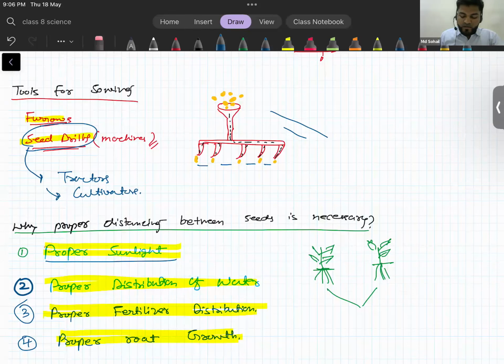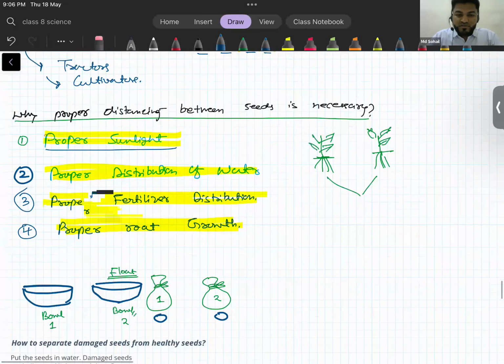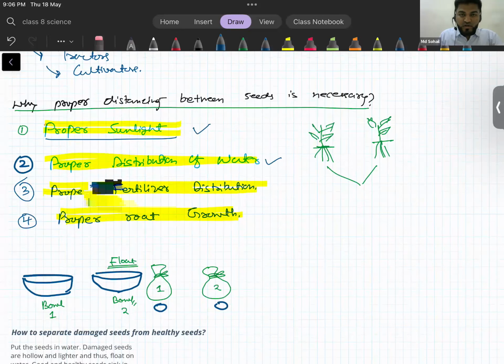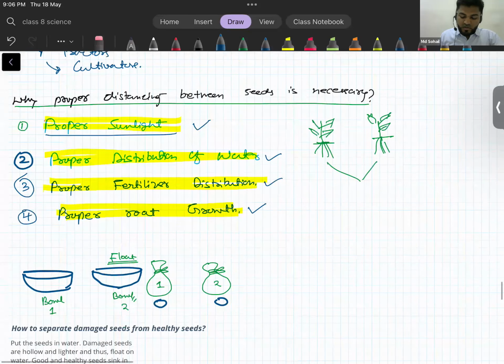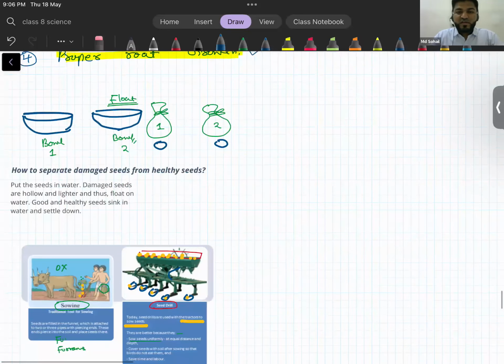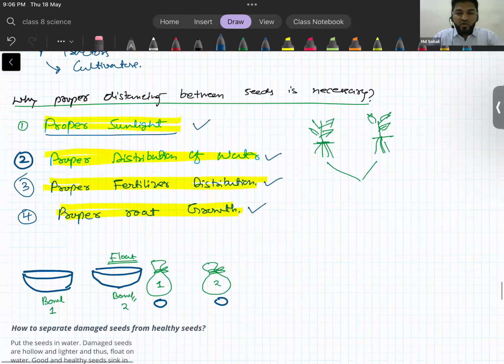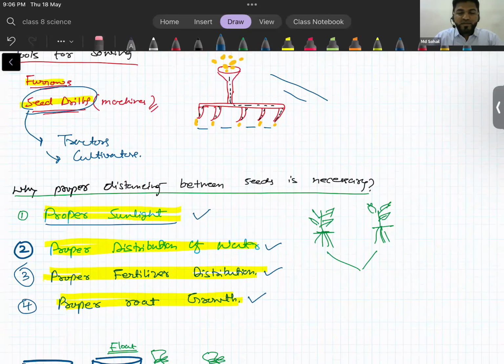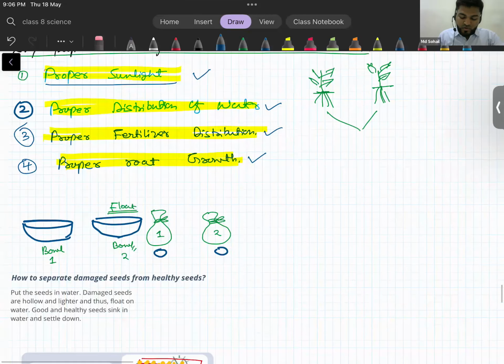Now, we also talked about proper distancing, which is to ensure proper sunlight distribution, proper distribution of water, proper distribution of fertilizers, and proper root growth. Now, how do you determine whether the seeds are healthy or not? By dipping them into the water. If they float above the water, it means that they are unhealthy and not fit to be planted into the soil.